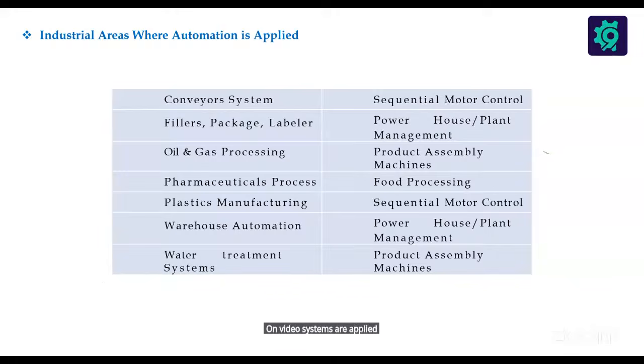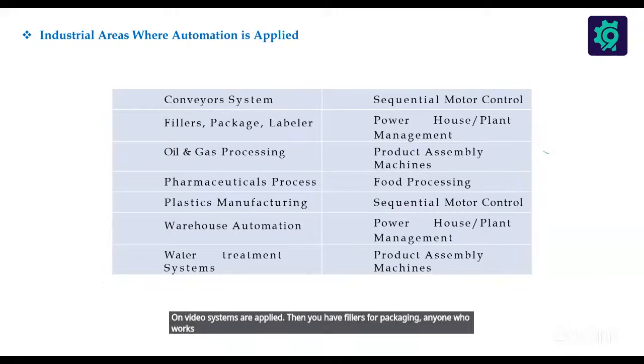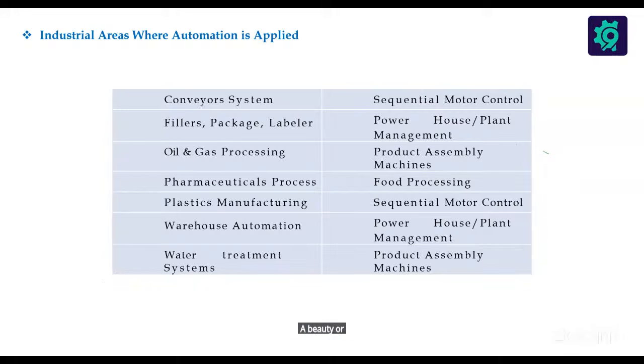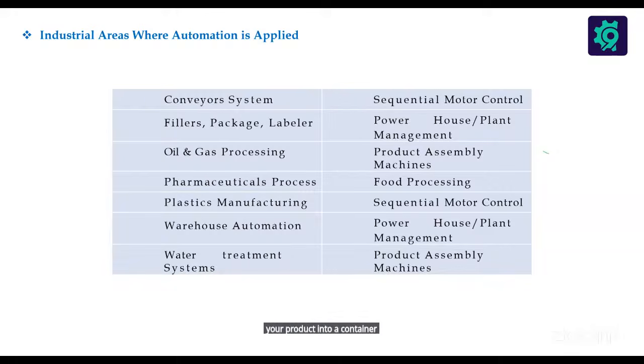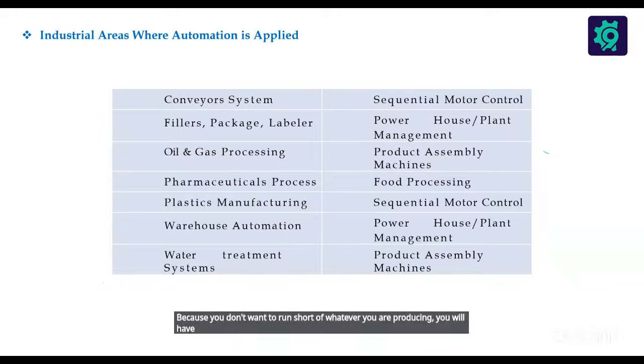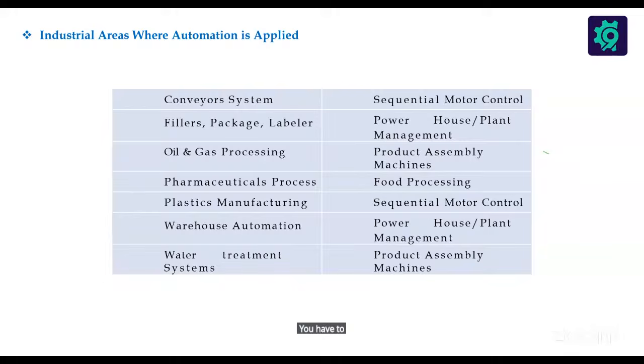Then you have fillers for packaging, and anyone who works in a brewery or a beverage processing plant, say your Coke, your Fanta, knows what fillers are. Fillers are machines that you use to fill your products into a container, say a can, a bottle or something, right? Because you don't want to run short of whatever you are producing, you have to monitor, you have to automate your process.